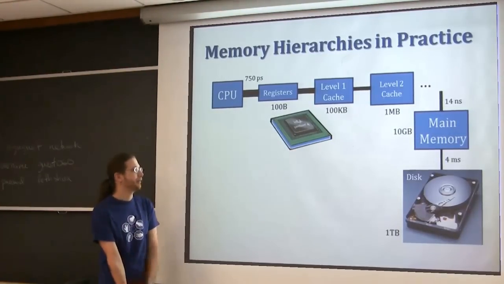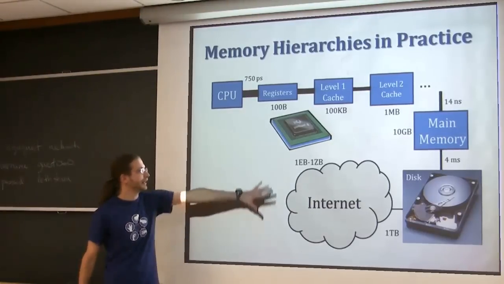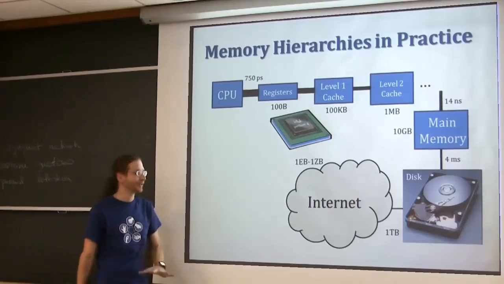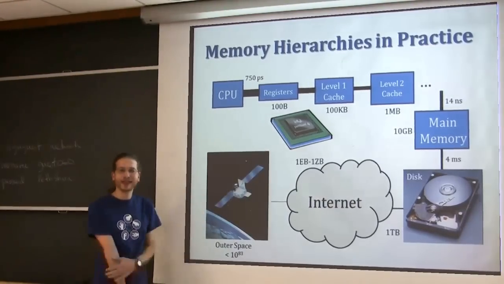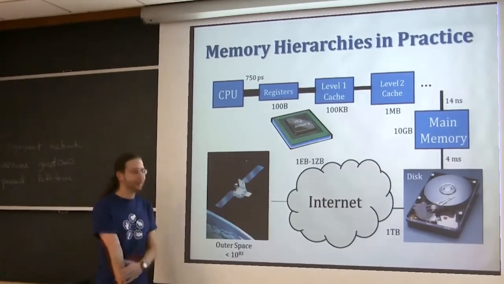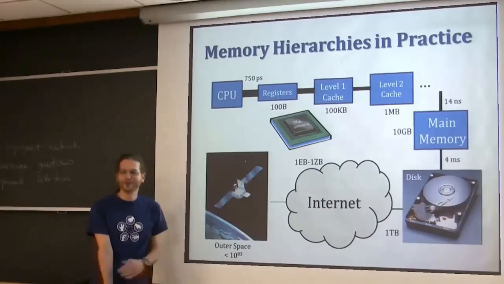I have just some fun additions to this slide. You can keep getting bigger, go to the internet, get to an exabyte or a zettabyte. You have to look up all the words for these. In the universe, you've got about 10 to the 83 atoms, so maybe roughly that many bits. But I don't know if there's a letter for them.